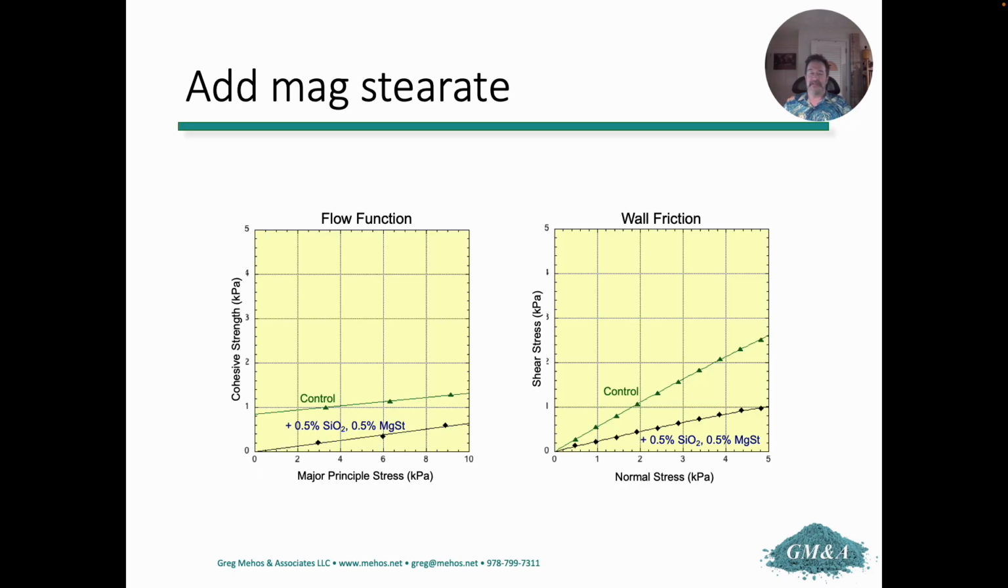We can add some stearate, magnesium stearate. Magnesium stearate acts as a lubricant. So you see that if we add some stearate, first of all, it acts as a free flow agent to some extent, so we're able to reduce the flow function as well. And shown on the right side, you can see that we dramatically reduce the wall yield locus. The wall friction goes lower.